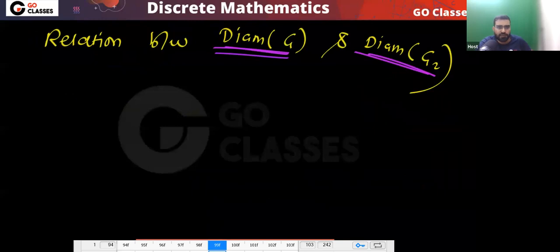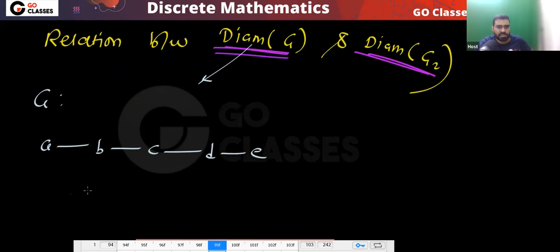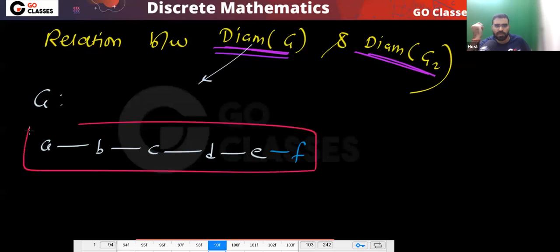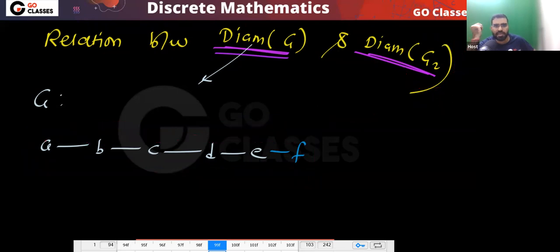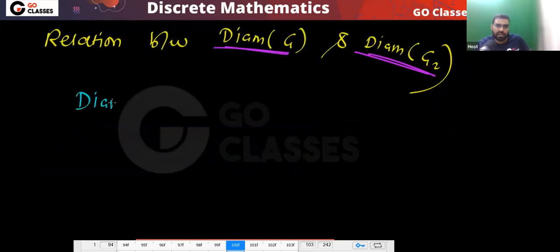So tell me, let's assume this is the diameter in G, A, B, C, D, E, like Kashmir to Kanyakumari. Let's assume the diameter of G is 5. Now you tell me, what will happen in G2? Definitely in G2 this path is also there. Look at this path, Kashmir to Kanyakumari. This path is already in G2. So the diameter definitely cannot increase in G2. Can I say in G2 the diameter cannot increase? A simple observation can tell you that the diameter of G2 cannot be greater than the diameter of G.